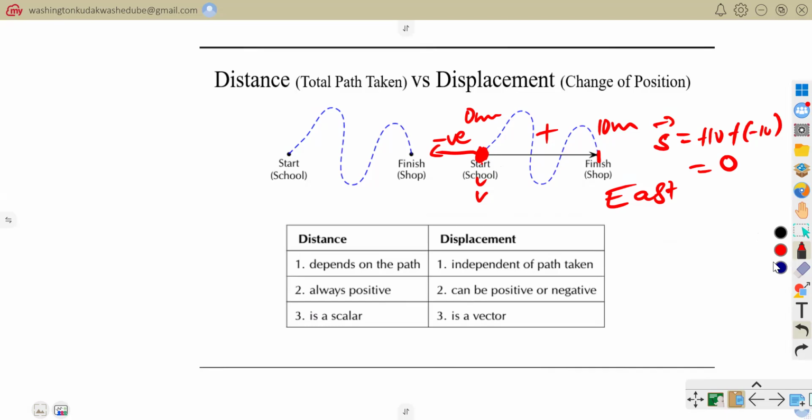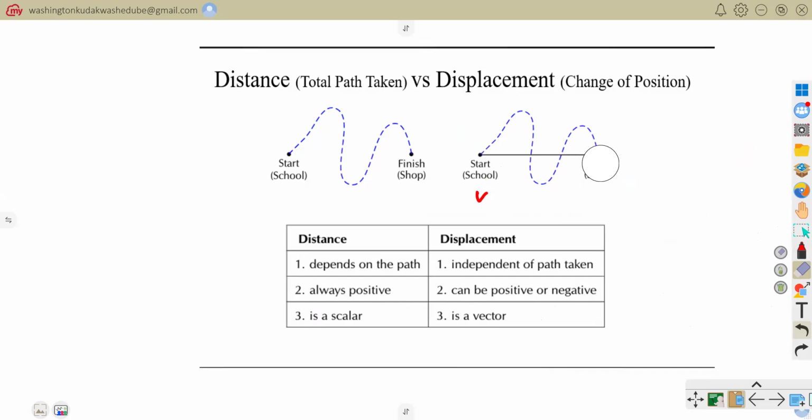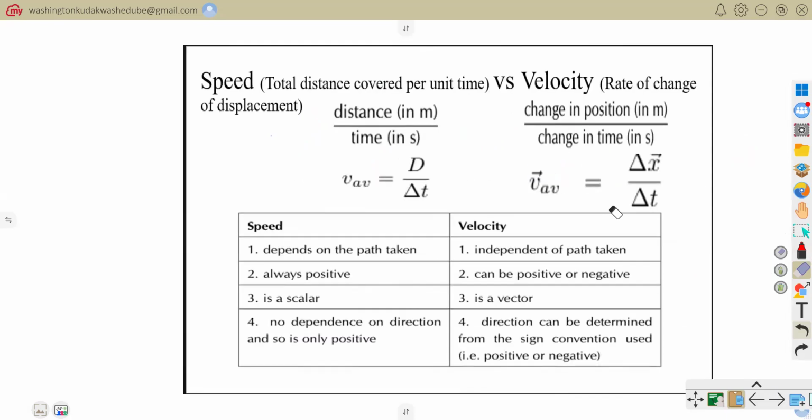So that is how displacement works. So displacement is a vector. It has got both magnitude and direction, unlike distance, which just has got what? Magnitude only. Now let's go to speed and velocity.